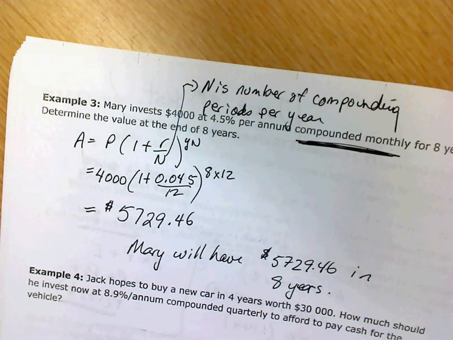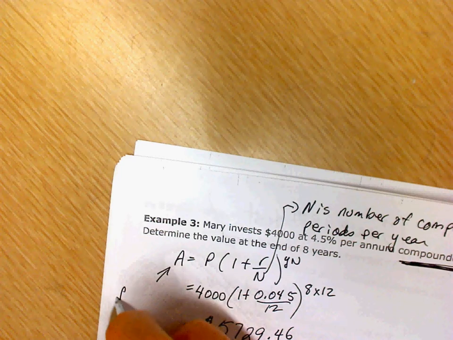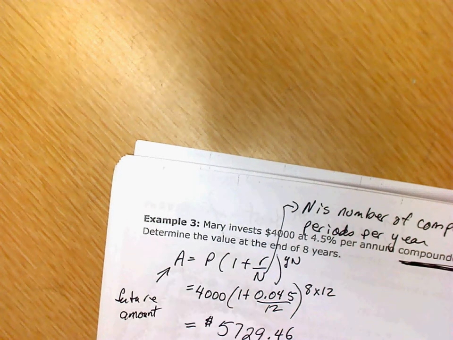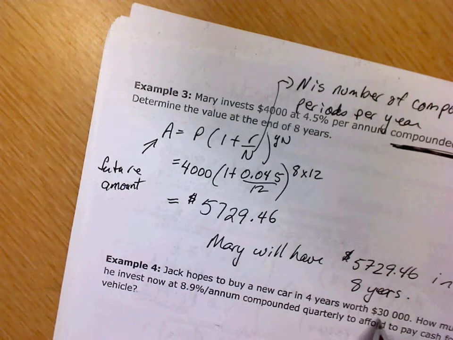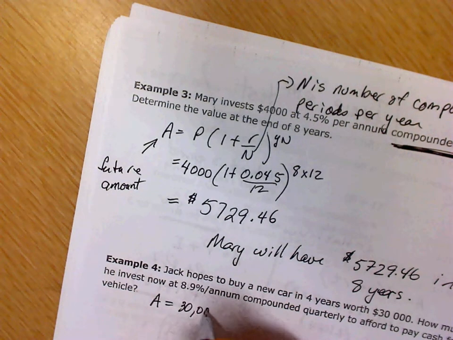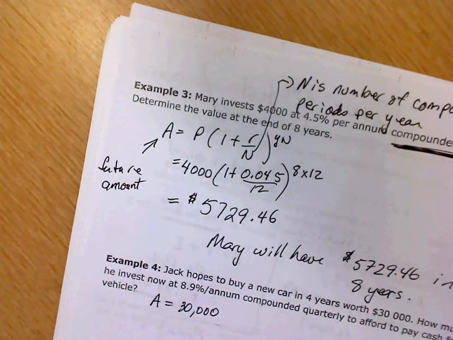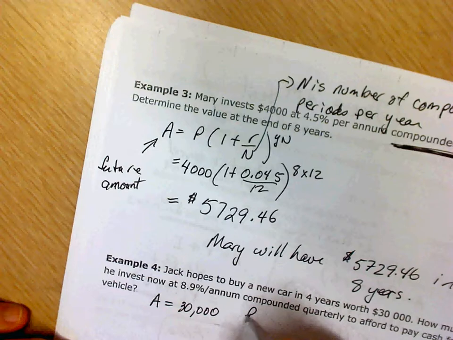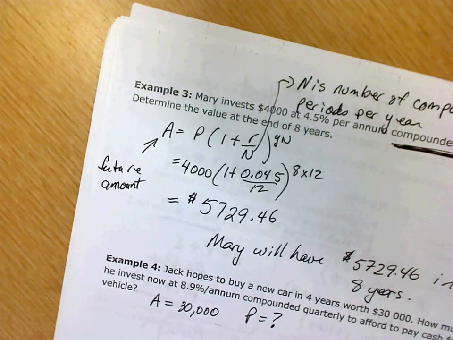Jack hopes to buy a new car in 4 years worth $30,000. So in 4 years, this is a future amount, right? So in 4 years, A equals 30,000. In 4 years, he needs 30,000 to buy a new car. How much should he invest now? So the principal is what we're looking for. How much should he invest today so he has 30,000 in 4 years?